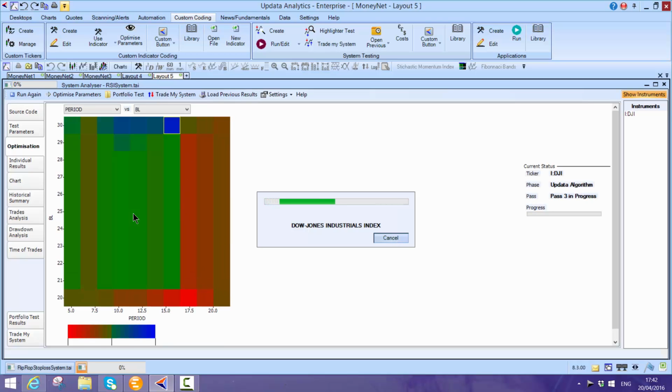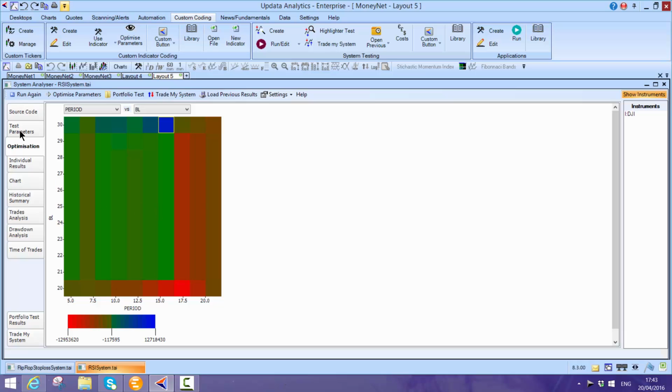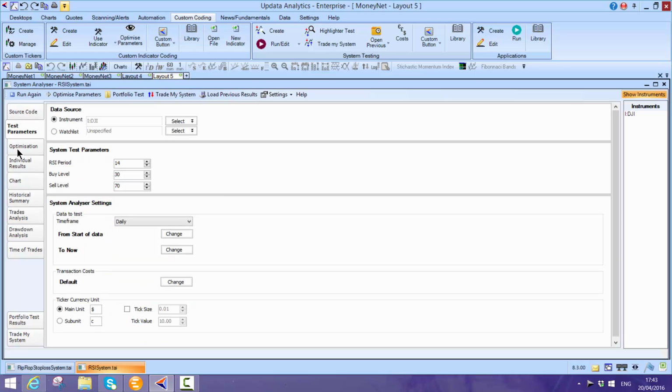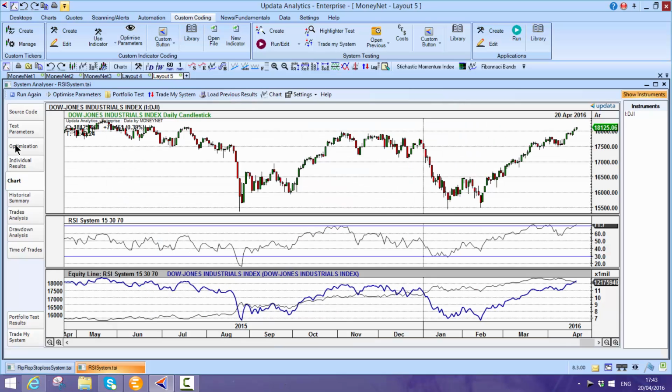And it's homing in, it's doing 5 quick passes here through the algorithm, and we can see here that it's settling at around 15 and the period of 30 on the buy level. So it'll be interesting to see what comes out. And of course, these are the parameters. I can take all of these trading results out to a spreadsheet. Here are all the Sharpe ratios, etc. But most people want to get straight to the chart.